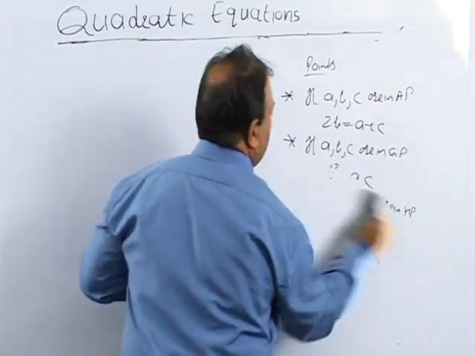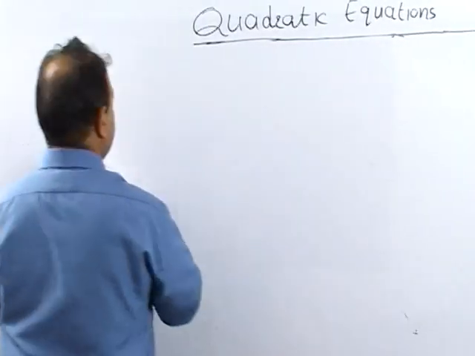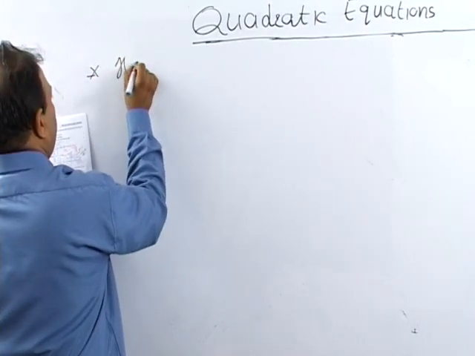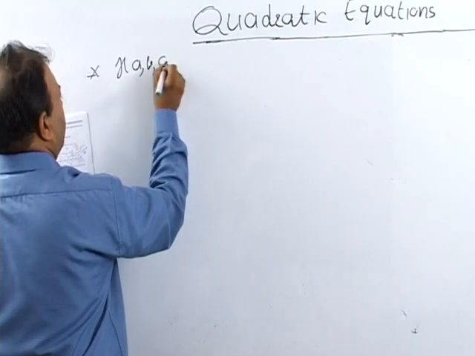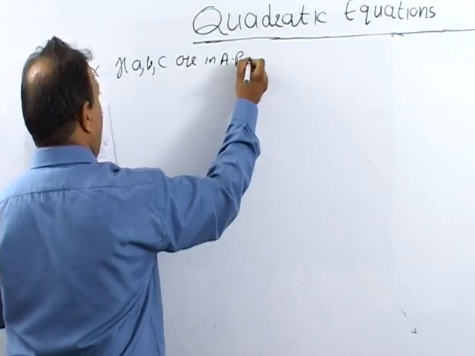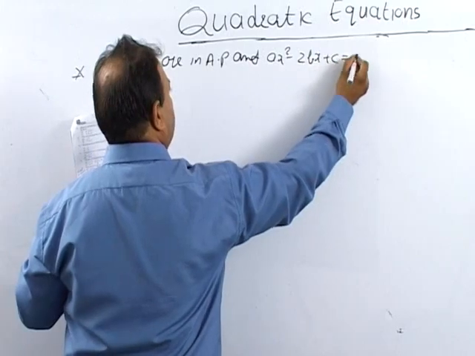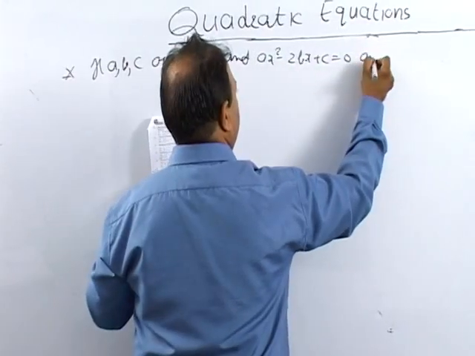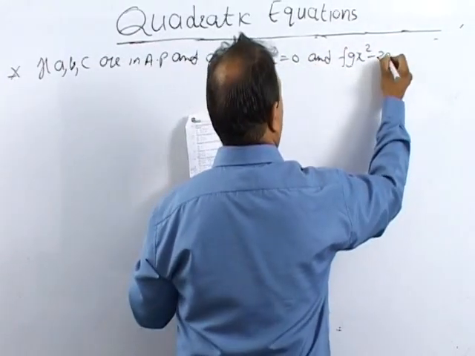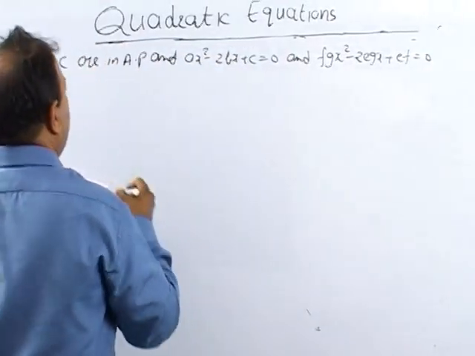Now, the question of our booklet is: if A, B, C are in AP, and ax square minus 2bx plus c is equal to 0 and fx square minus 2egx plus ef is equal to 0 have a common root.